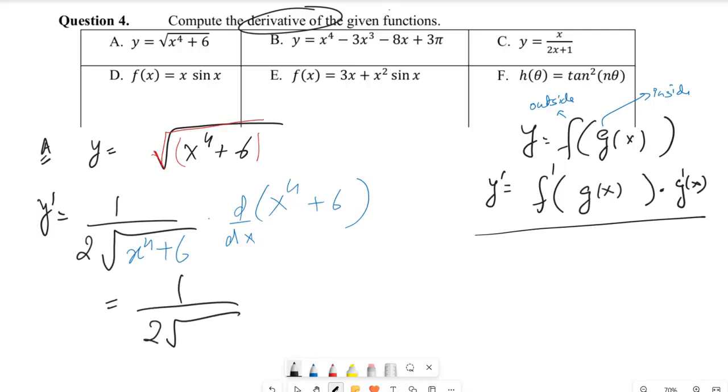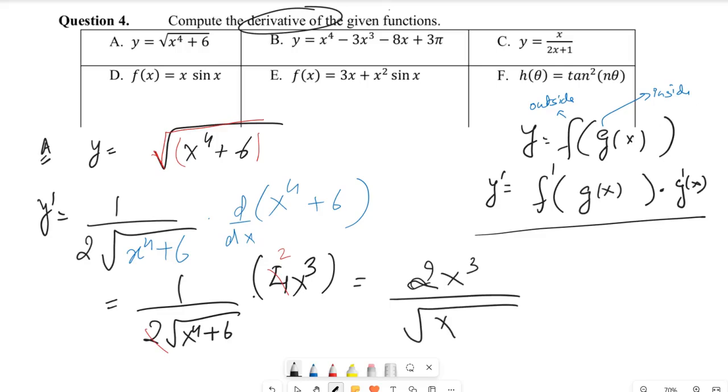Don't touch the thing which we already did. Times the derivative of x^4, which is 4x cubed. 6's derivative is 0. We can cancel this. 2 times 2 is 4. So the answer is 2x cubed divided by the square root of x^4 plus 6.